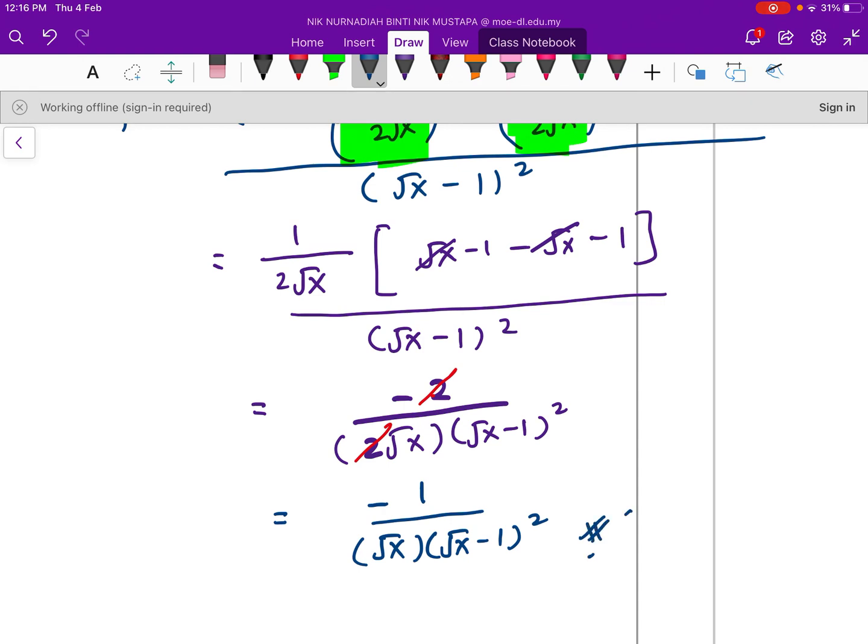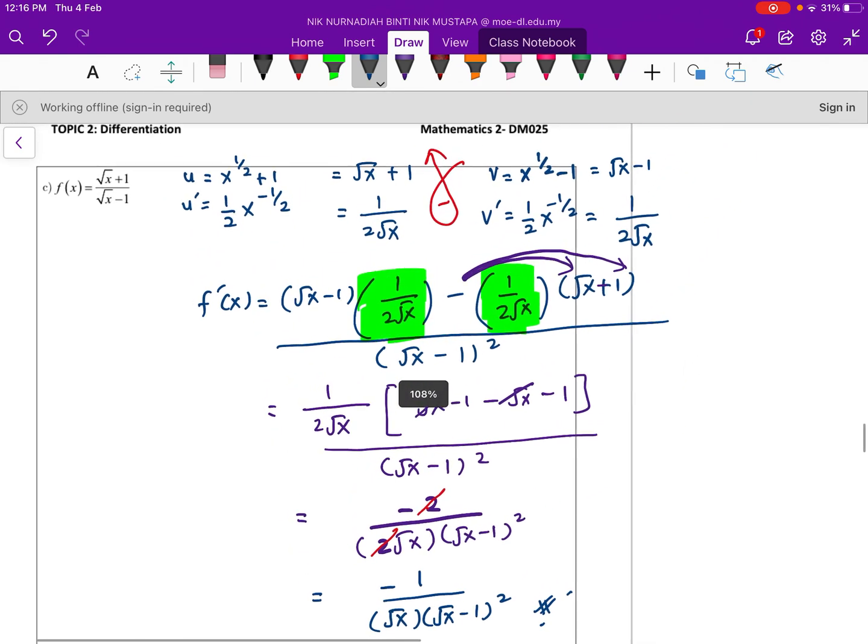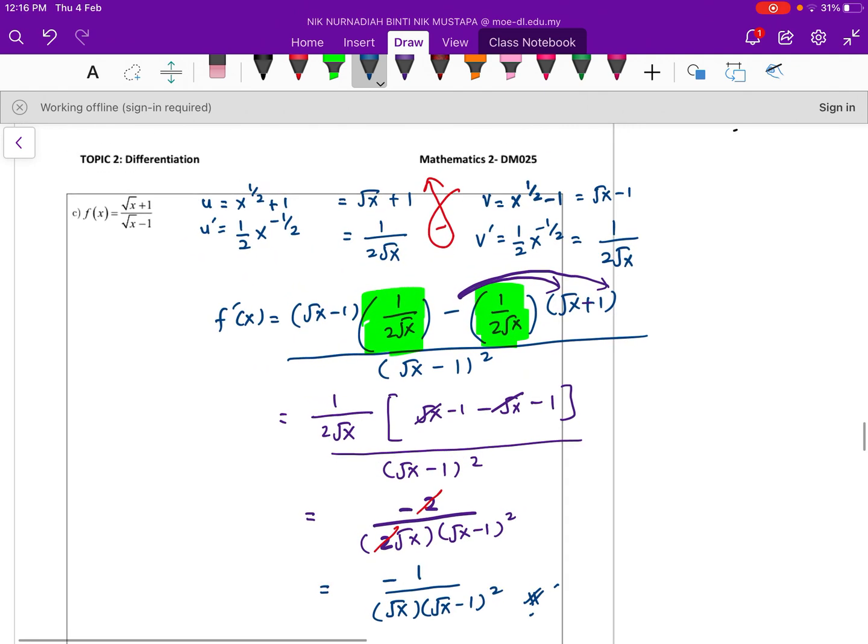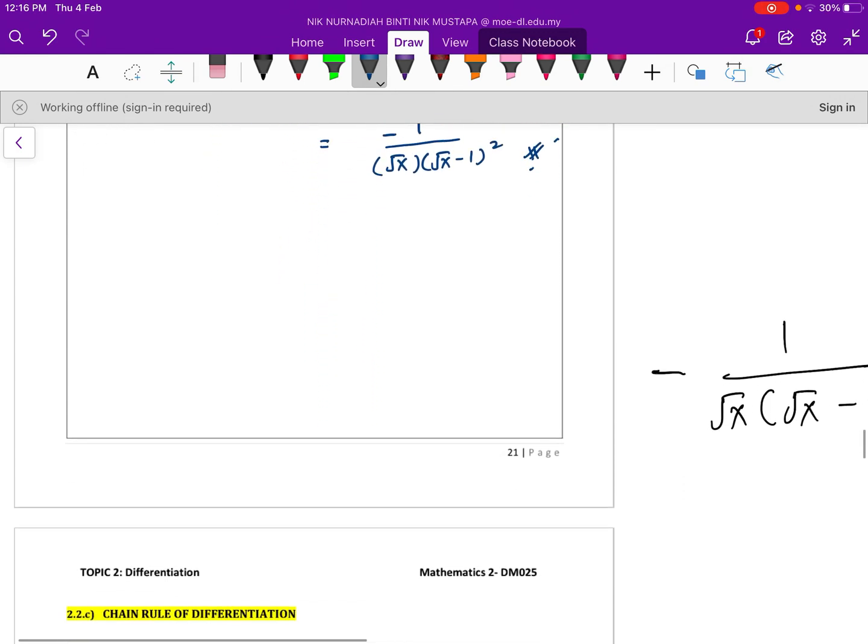And tada! We get the answer. Okay? Alhamdulillah. The key is be very careful and be very, what we call that, be patient. Okay? That's all for quotient rule.